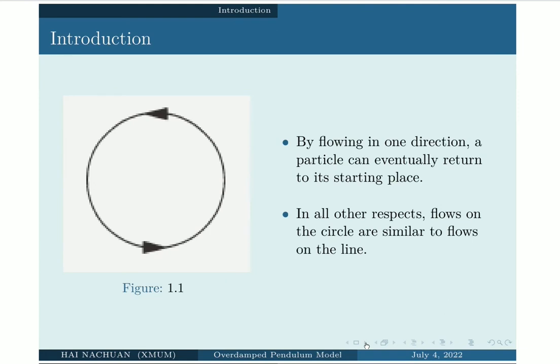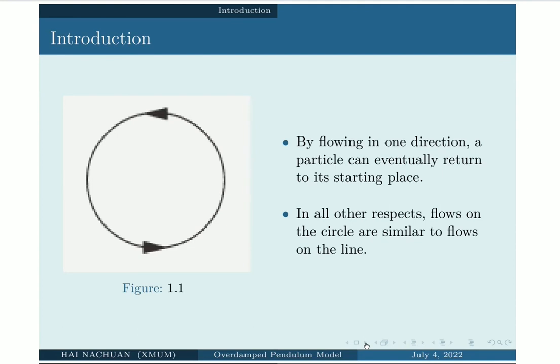So periodic solutions become possible for the first time. To put it another way, vector fields on the circle provide the most basic model of systems that can oscillate. And in all other respects, flows on the circle are similar to flows on the line.